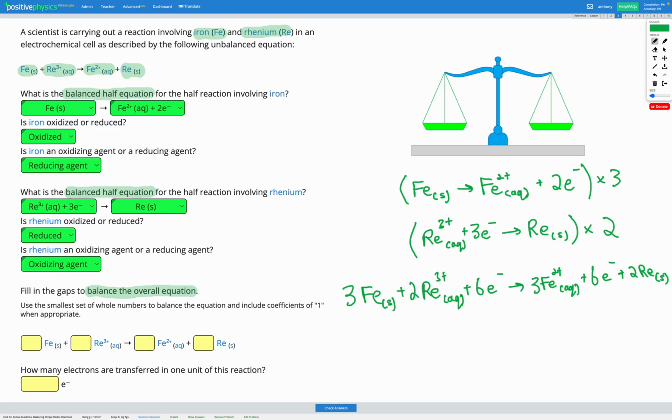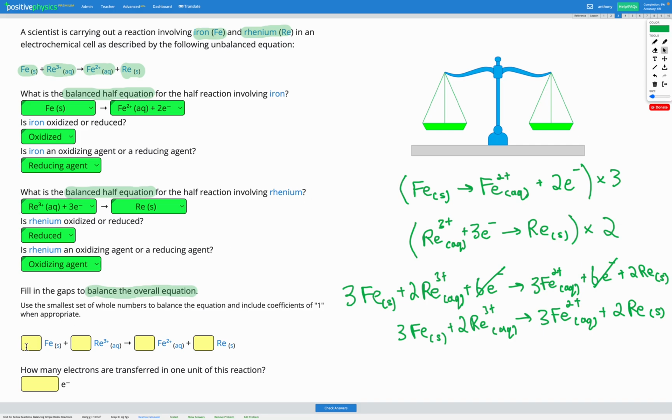So now looking at our equation, we've got 6 electrons on the left and 6 electrons on the right, so those can cancel out. That leaves us with 3 Fe solid plus 2 Re3+ aqueous goes to 3 Fe2+ aqueous plus 2 Re solid. So we've now balanced our equation for the electrons. And if we check if it's balanced for charge, on the left we've got 2 Re3+, so a total of 6+ for our charge. On the right we've got 3 Fe2+, so that's a total of 6+ for our charge. So the charge is now balanced.